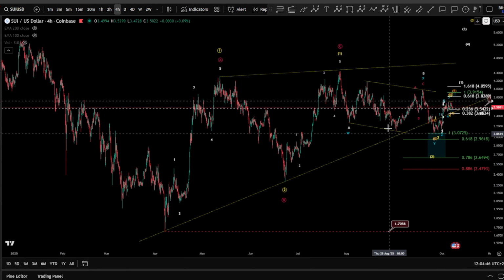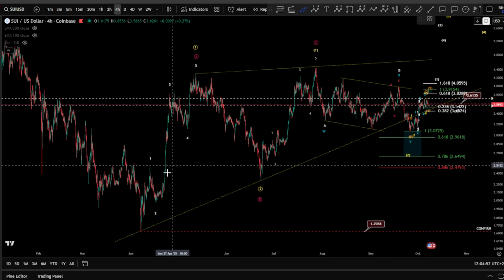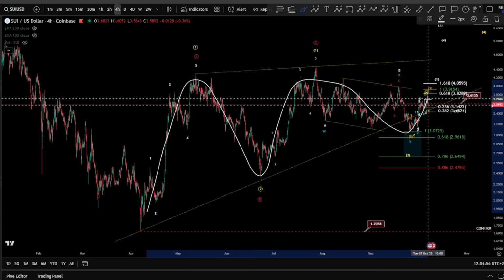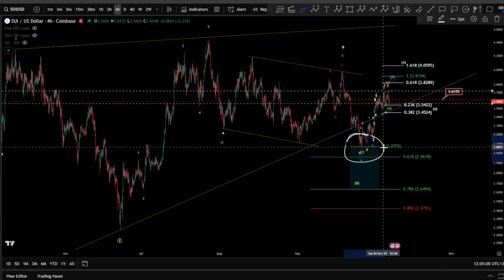Hello everyone, welcome to a new video for SUI, Render and FET price prediction based on Elliott Wave analysis. We're going to start with SUI on the 4-hour chart, where we have 1 2 1 2 on a larger scale, and we're looking at this potential wave 2 bottom here.